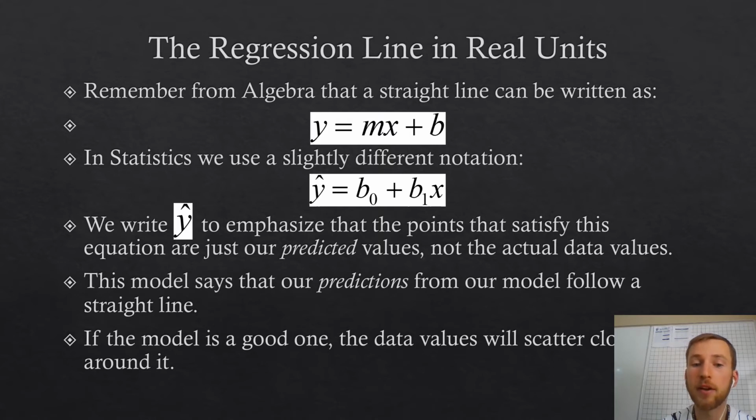And what our model tells us is that our predictions from our model are going to follow a straight line. Again, this does not mean that our actual data is a perfectly straight line. Our model that we're using to represent the data is going to be in a straight line. And if our model is good and appropriate, that means that the data will scatter relatively closely around that line.